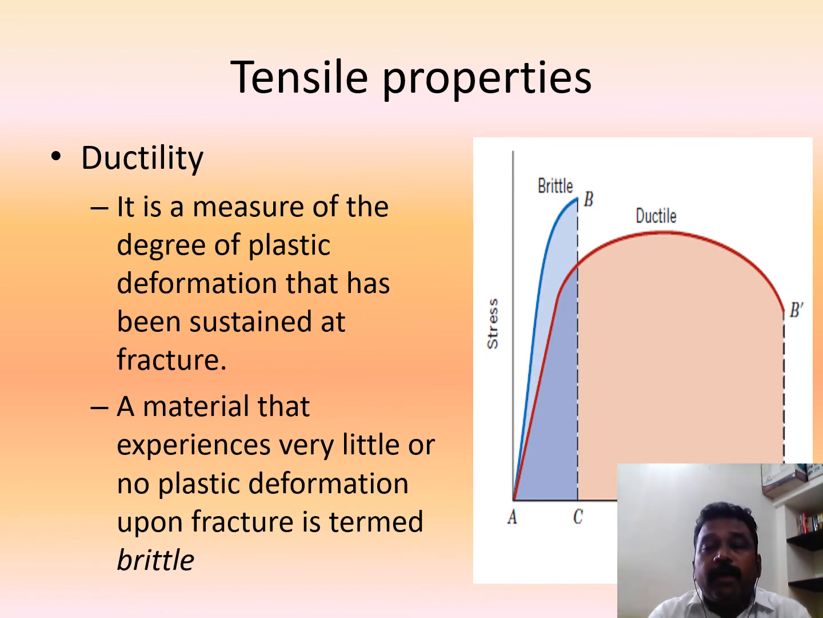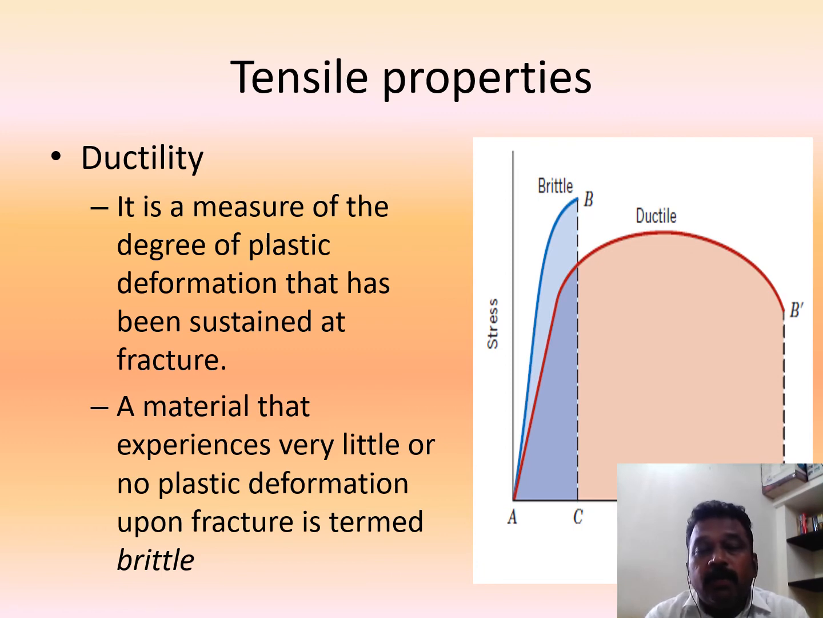From that stress strain curve, you can get some other properties also. One of the properties is ductility. Ductility is a measure of the degree of plastic deformation that has been sustained at fracture. The area under the stress strain curve, from A to B dash, is what we call ductility.